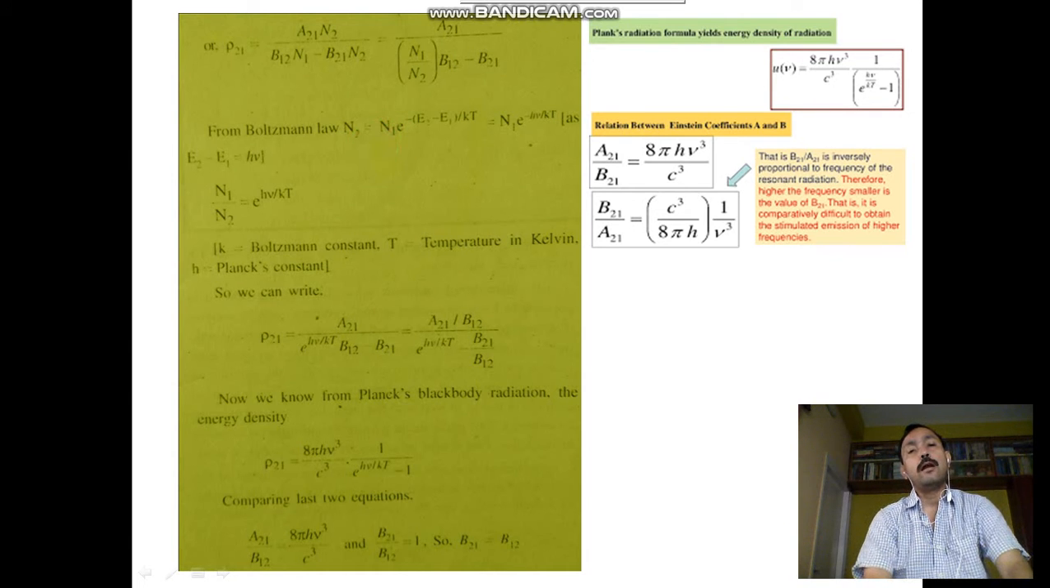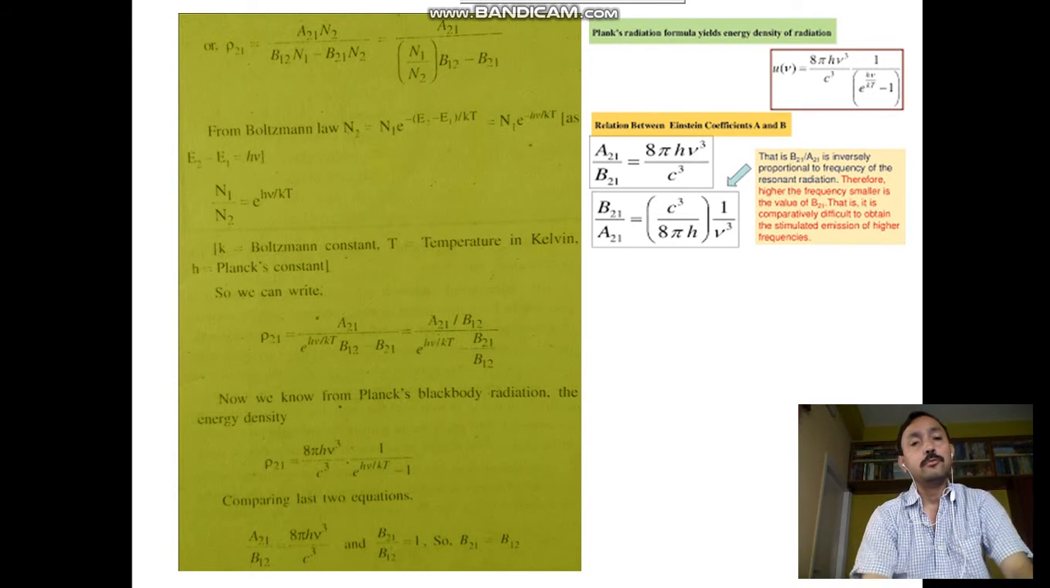N2 is equal to N1 e to the power minus E2 minus E1 by KT. Or we can represent the difference of these two energy levels, E2 minus E1, is equal to h nu. So N2 is equal to N1 e to the power minus h nu by KT, where K is the Boltzmann constant. Thus N1 by N2 becomes e to the power h nu by KT.